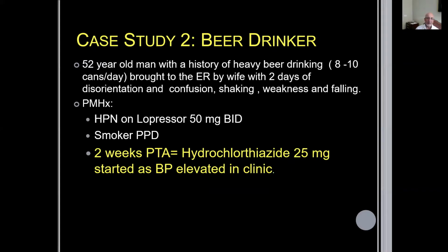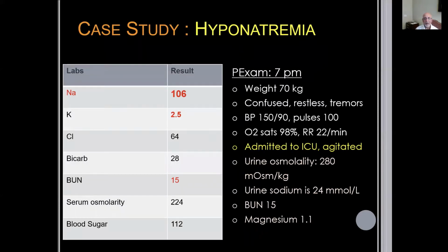His past medical history is that he has been on low pressure, 50 milligrams twice a day. He smokes 1 packet of cigarettes a day. And incidentally, 2 weeks prior to admission, he was prescribed hydrochlorothiazide 25 milligrams daily for his hypertension, as it was elevated in the clinic. Upon presentation to the emergency room, we found that the patient weighs 70 kilograms. He is quite confused and restless. He is unable to give any significant history of his alcohol use, and the history is provided by the wife.